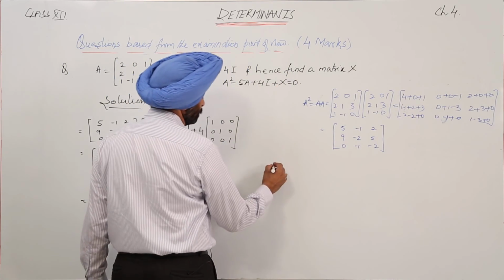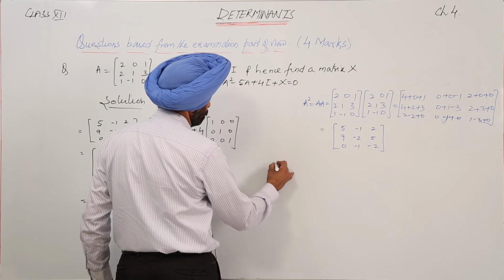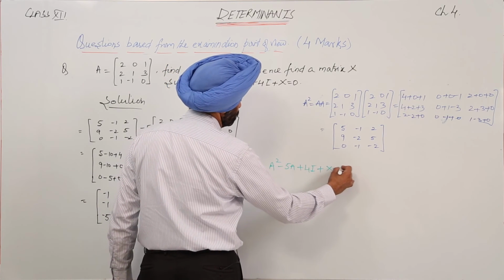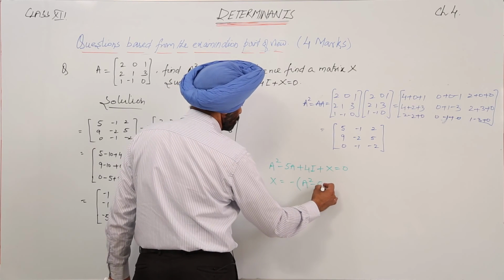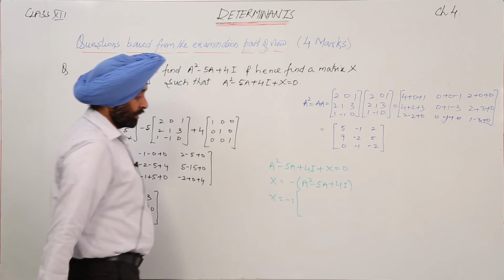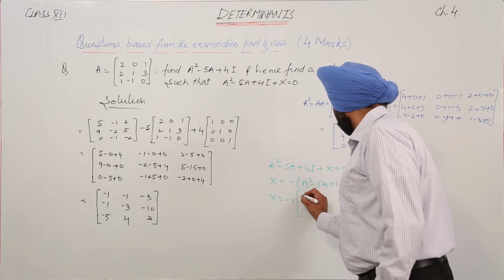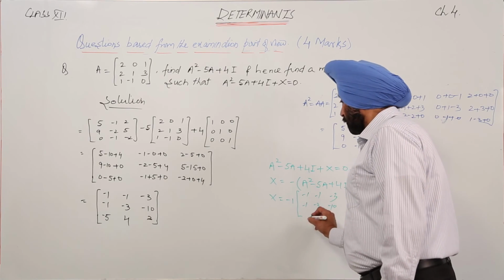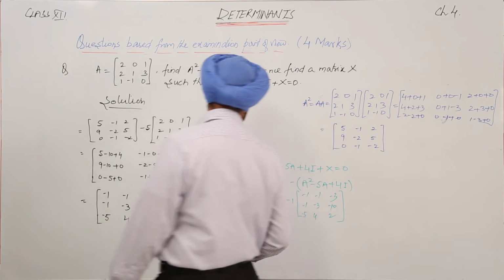Now we have to find X. We have A² − 5A + 4I + X = 0, so X is equal to the negative of (A² − 5A + 4I), that is X = −1 times (A² − 5A + 4I). Now A² − 5A + 4I is [−1 −1 −3; −1 −3 −10; −5 4 2]. So this is now X.